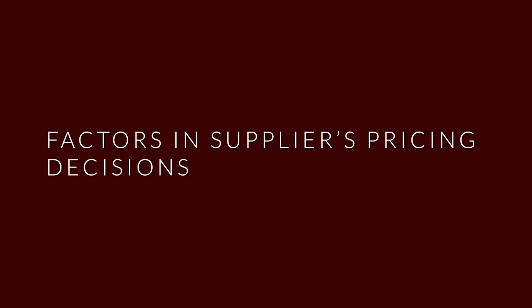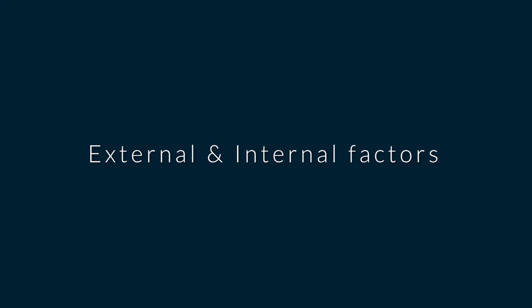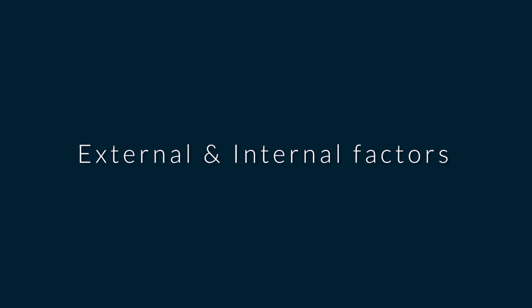Now let's talk about factors in supplier's pricing decision. When you look at any price, the price of any product, there are a lot of factors that contributed to coming up with that particular number. If you just ignore the number and ask yourself, how did they arrive at this particular number? The decisions behind that particular number. There are several factors that were taken into account, and for the most part, these factors can be classified broadly into two categories. So we are going to have the external factors and the internal factors.